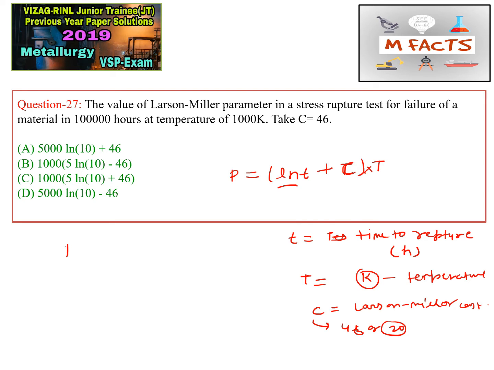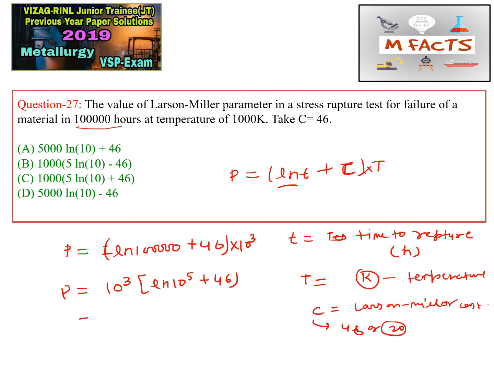So P equals, this time is 10,000 hours, sorry, not 10,000, 1 lakh, that is 10 to the power 5. Plus C, that is 46, and temperature is 10 to the power 3, that is 1000. So we can write P equals 10 to the power 3 times (ln 10 to the power 5 plus 46). And from here we get 10 to the power 3 times (5 ln 10 plus 46).